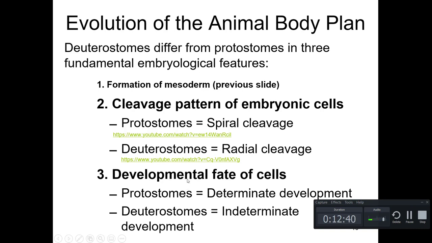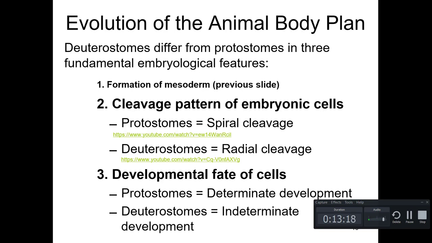And then the developmental fate of cells. Protostomes, as the cells divide in the embryo, those cells from a very early point in time already know what their final cell type will be. I'm not saying it's from the first cell, but at 8 cells, 16 cells, the cells already start to be limited into what they're going to become. And we call that determinate development. It's a much more rigid embryonic development.